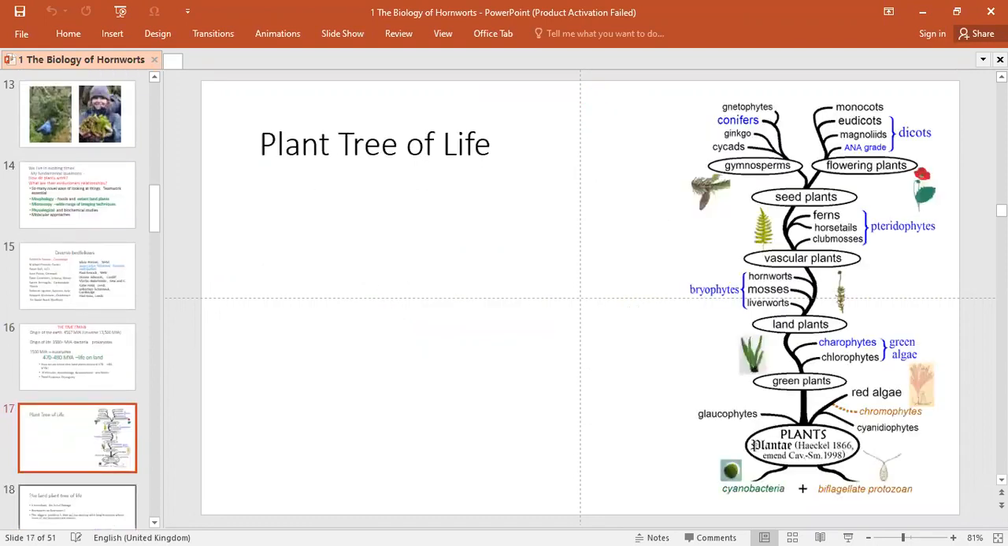If we look at the land plant tree of life, right at the bottom of the land plant tree are bryophytes. Bryophytes are right at the bottom of the land plant tree. Whichever way you look at it, that's where bryophytes are.